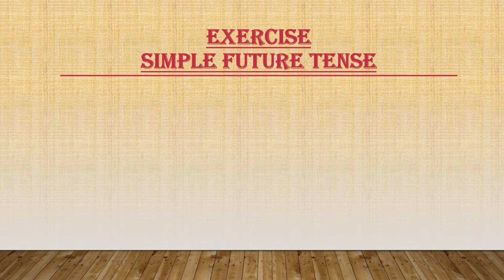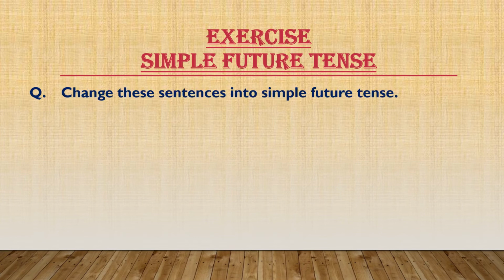Now, time to do some exercise. So, grab your pen and paper and let's get started. I have a few sentences here for you. You have to change these sentences into simple future tense. Just don't get worried. All you need to do is to add will or shall immediately after the subject. What is the subject? Subject is the doer of action or the person or thing about whom we are talking. Immediately after that, we will write will or shall followed by the root form of verb.